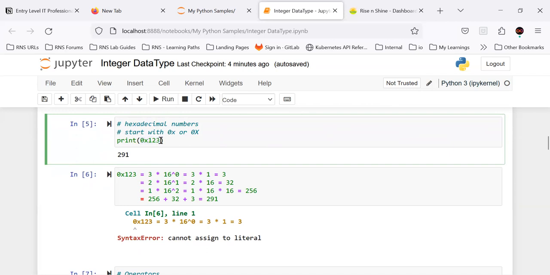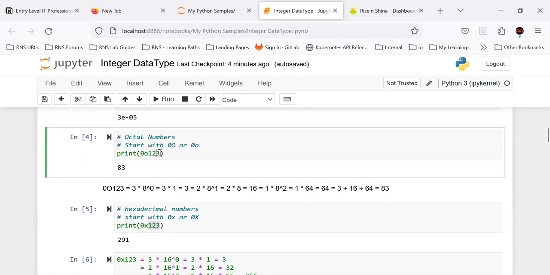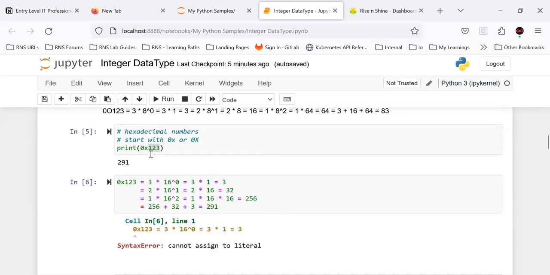It starts from the right to the left, and uses 16 power 0, 16 power 1, 16 power 2, and it continues like this from right to left. The octal representation is also from right to left, but with 8: the first position is 8 power 0, second position 8 power 1, third position 8 power 2. And each digit multiplied by that gives the value of the number.